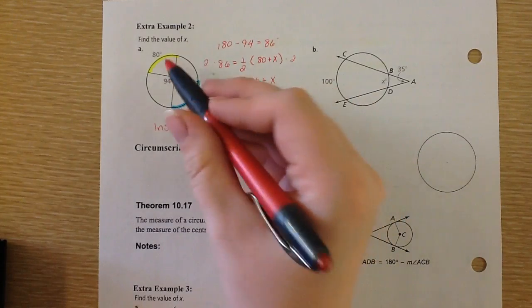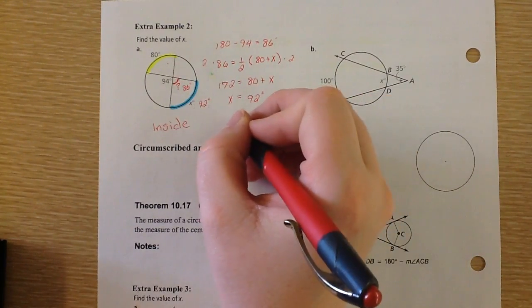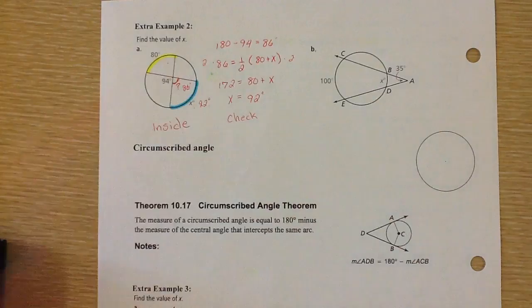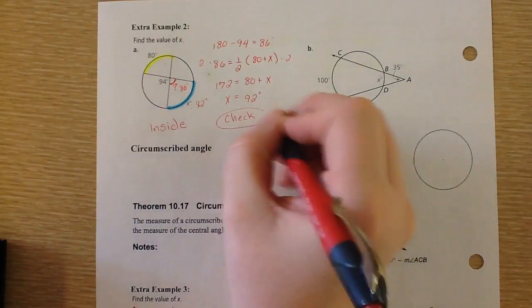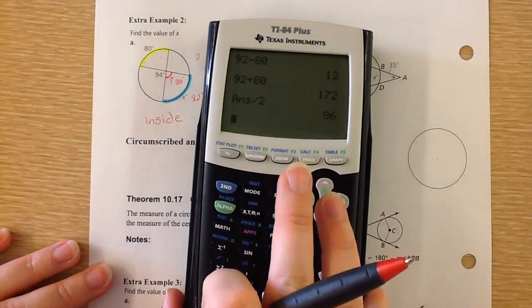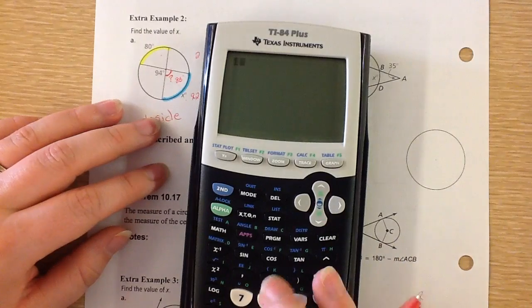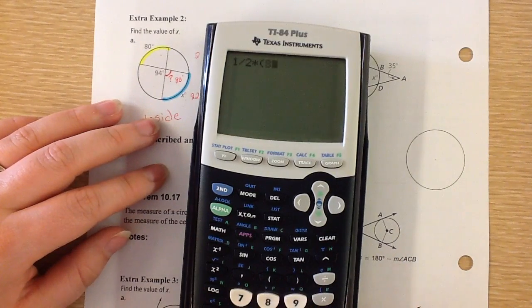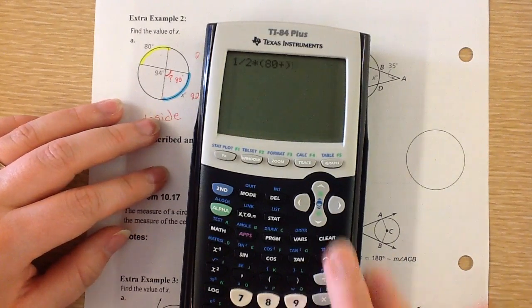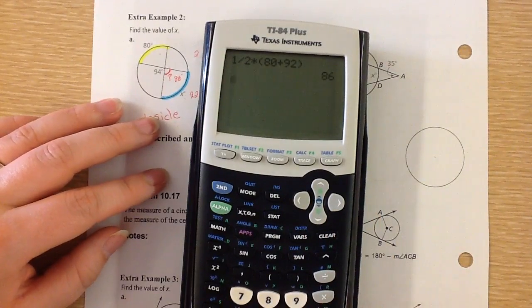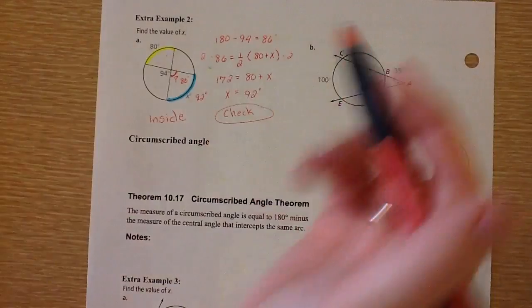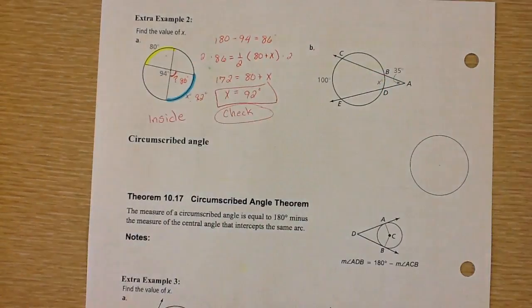To double check it, let's average those and make sure I get 86. So we're going to check it quick. If I take 92 and add it to 80 and divide it by 2, I get 86. Yep, so all I did, as you can see, I took the average, or 1/2, here we can write it as 1/2 times 80 plus 92, and we get 86, so it did work. Okay, so x is 92.